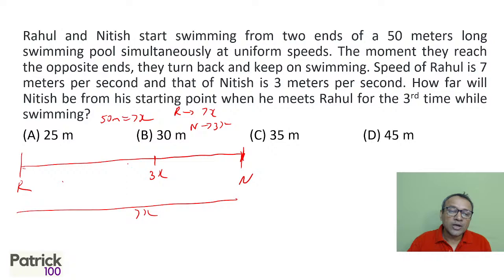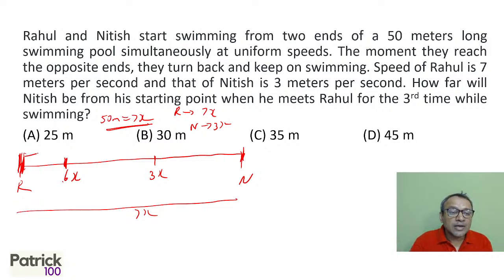On the way Rahul will meet Nitish once, somewhere between 0 and 3x. The second time, when Rahul comes back and reaches the starting point, having travelled 14x, Nitish will be at 6x, since we assumed the total distance as 7x. So he is at 6x. When Rahul is coming back, he will meet him for the second time.